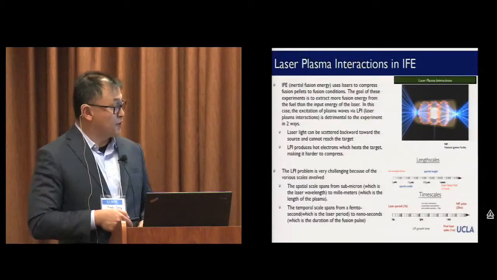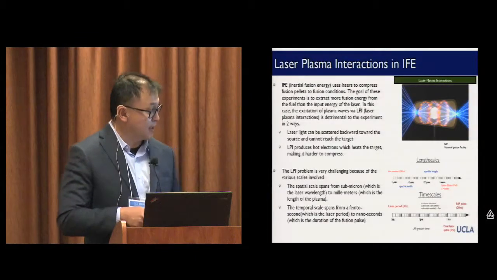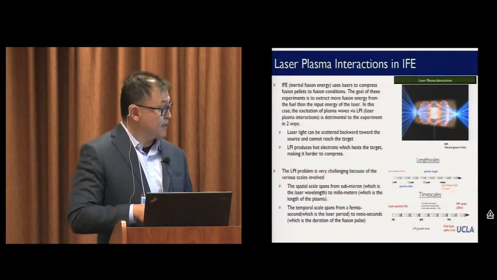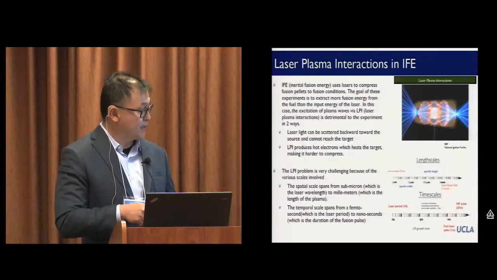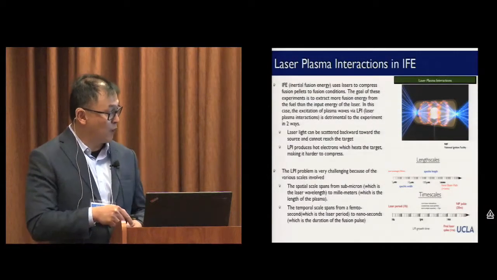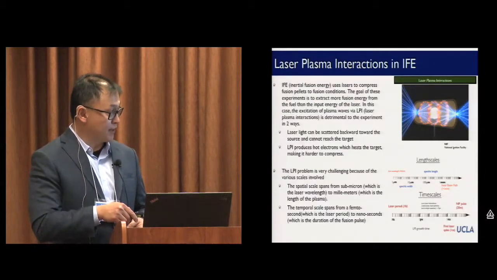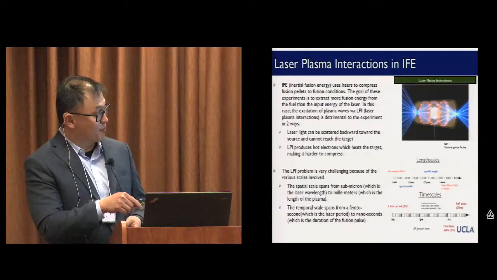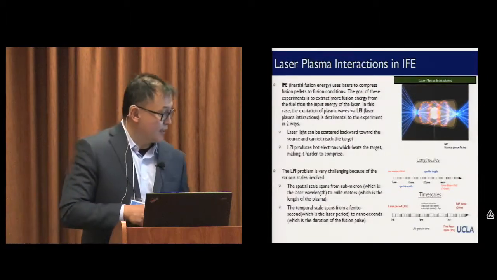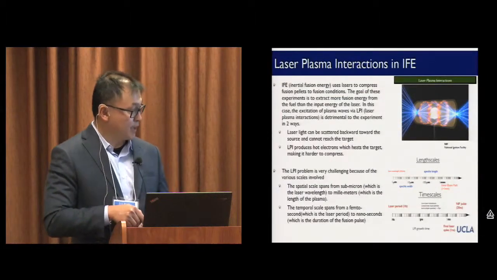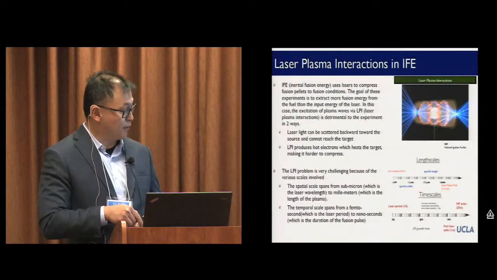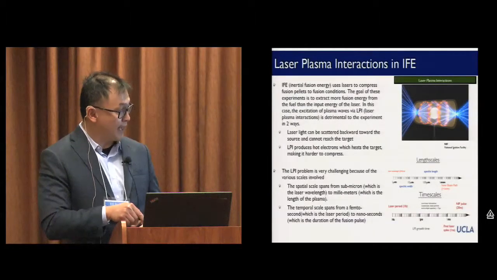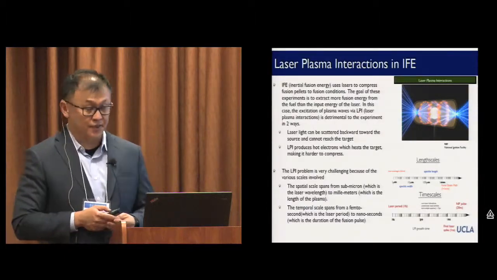Of course, this is a very challenging problem because of the time scale and the length scale involved in these systems. The length scale spans about 3 orders of magnitude, from 1 micron, which is the wavelength of these lasers, to about 1 millimeter, which is the length of propagation of these beams. And the time scale spans about 6 orders of magnitude, from 1 femtosecond, which is roughly the laser period, to a nanosecond, which is the duration of these lasers.